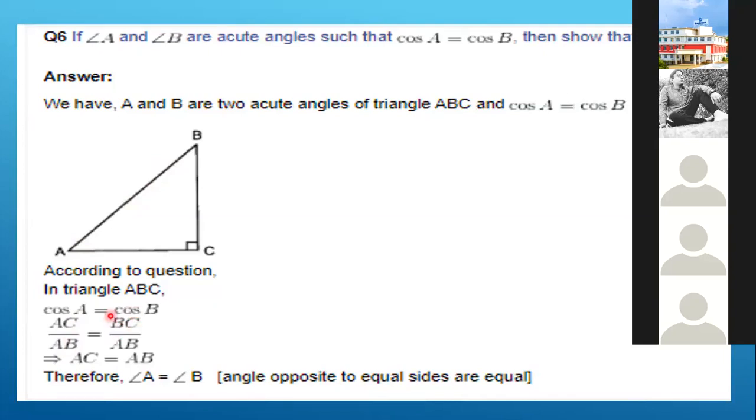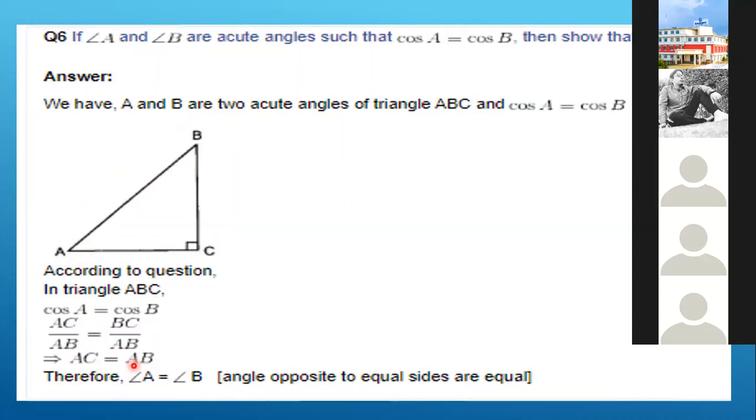Then it equals cos B. With respect to B, adjacent is BC, hypotenuse is AB. Am I clear? Denominators are equal, so I cancel AB. We are getting AC is equals to BC.